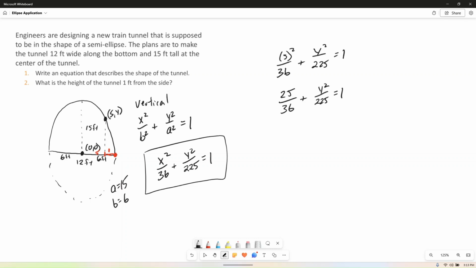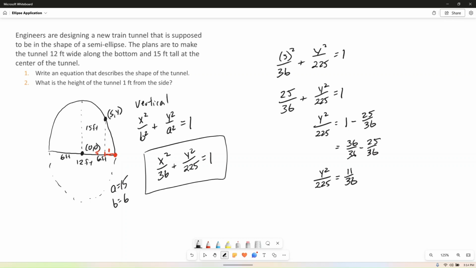So to isolate y, let's subtract the 25 over 36 to the other side. Y squared over 225 is going to equal 1 minus 25 over 36, which, to subtract a whole number and a fraction, you need a common denominator, which is going to be 36. So 36 over 36 minus 25 over 36. 36 minus 25 would be 11. So we have 11 over 36, and that equals y squared over 225.